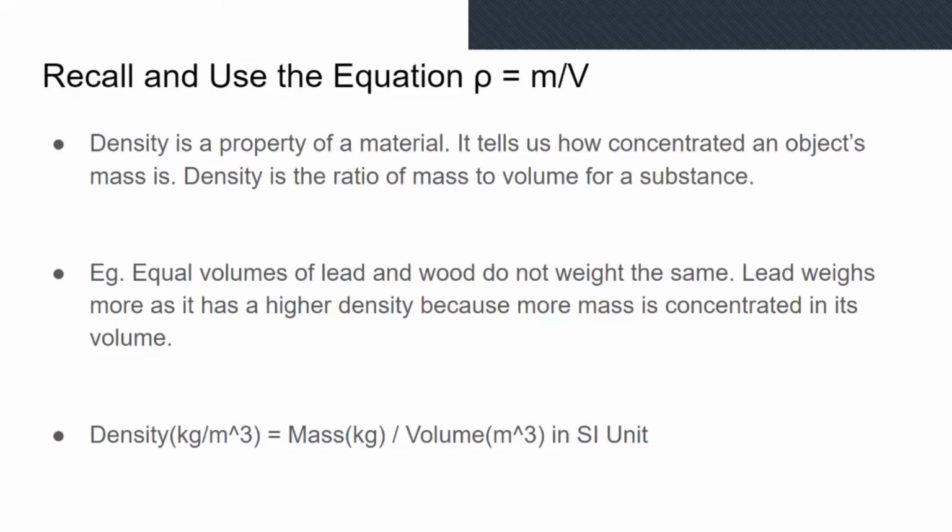Density in kilograms per meter cubed equals mass in kilograms divided by volume in meters cubed. This is the SI unit.